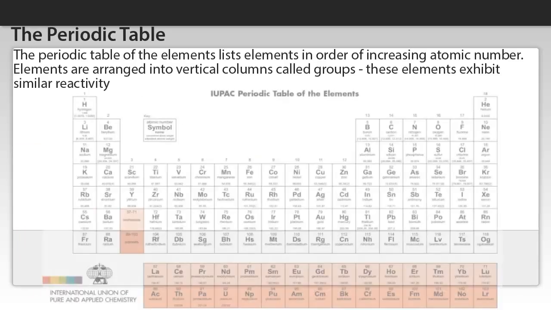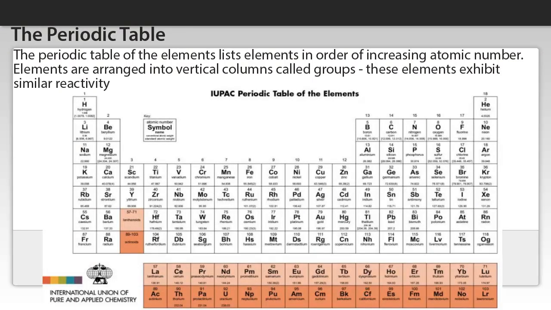Wow, with all these different materials, how can we make sense of it all? How can we organize these different chemical elements? The periodic table of the elements does just that. It lists elements in order of increasing atomic number. Remember, that's the number of protons in the atom's nucleus.